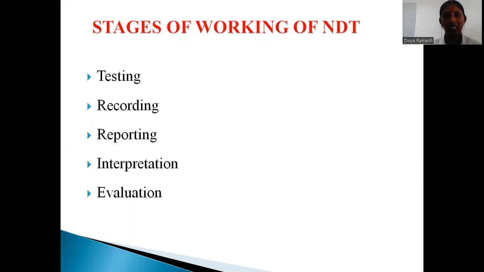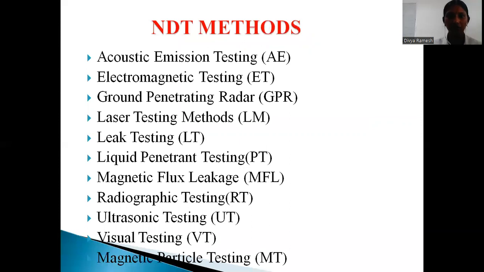So there are various stages behind the testing procedures of NDT. The first one is testing, the second one is recording. The recording step involves monitoring and noting the values of various parameters, reporting, interpretation, comparing and evaluation. These are the various NDT methods which are widely used. In particular, today we are going to see about liquid penetrant testing. That is a major topic in NDT.